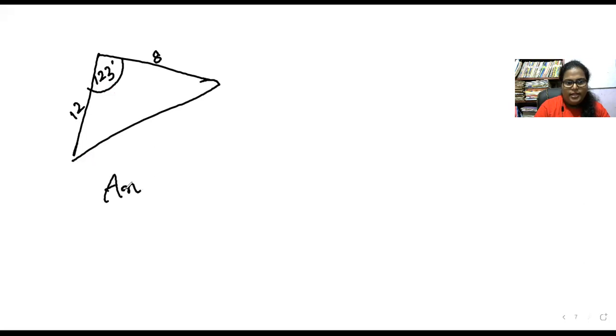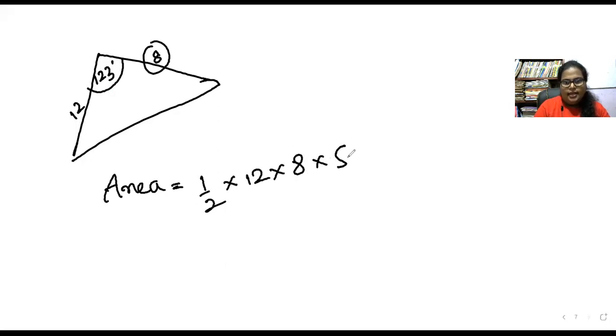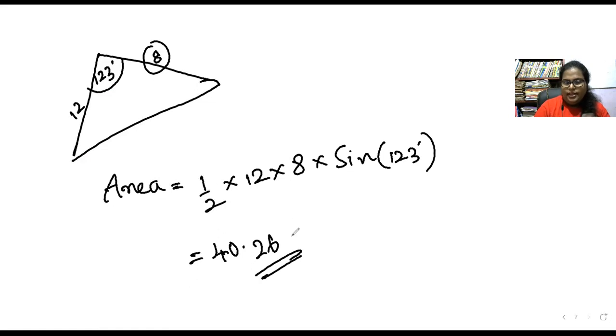So we can write area is equal to half, this length is 12 and this length is 8 and sine 123. So you can get the value for this area as 40.26. This is the area of this triangle. So this one is very easy, right? Okay, we'll see the next second question, right?